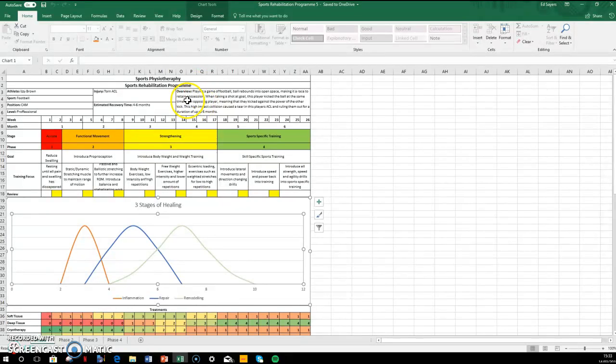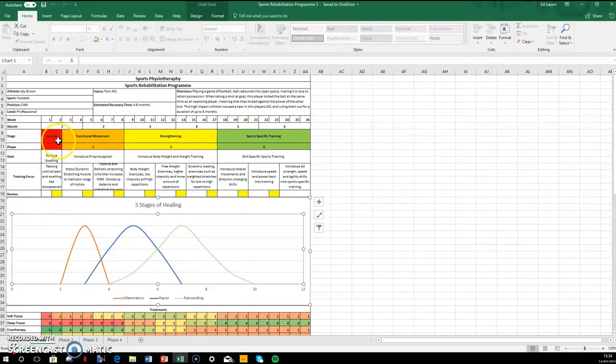So the overview: basically, he was playing a game of football, and the ball rebounded into open space, making it a race to retain possession. He went to take a shot on goal, and at the same time a player on the opposing team went to clear the ball, so they literally kicked the ball at the same time, and this heavy impact collision caused a tear in his ACL, ruling him out for up to 6 months. As you can see here, there are 26 individual weeks within that 6 months.